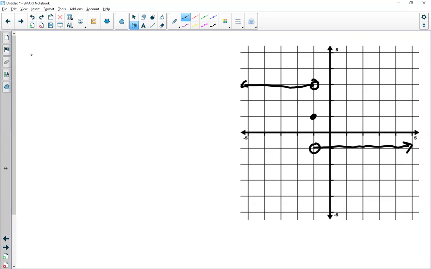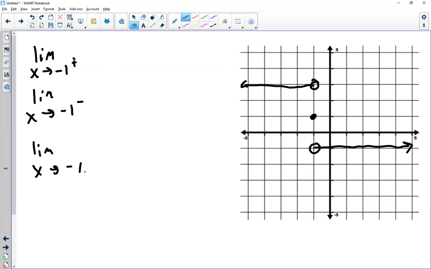It's a little sine wave. The limit as x approaches -1 from the positive side, since I did positive first. The limit as x approaches -1 on the negative side. The limit as x approaches -1 overall, and f of -1.